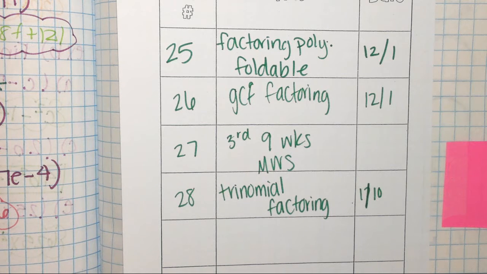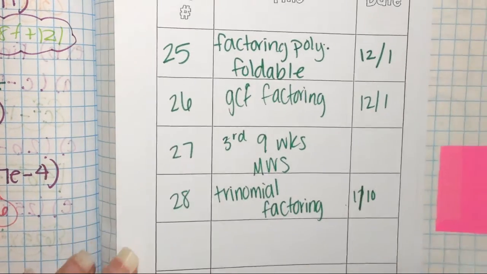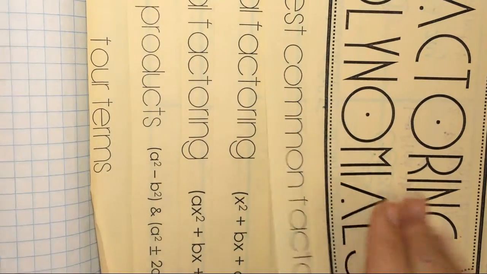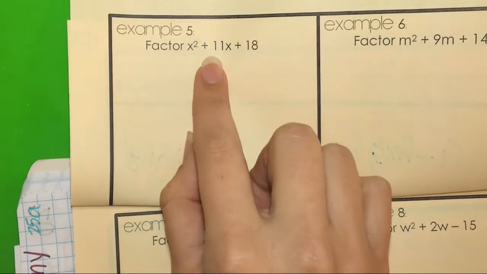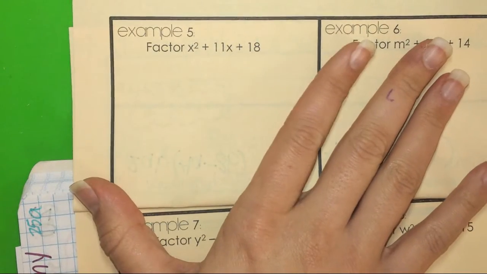So GCF is when they have something in common, be it a letter or a number, and you factor that out or you divide that out. Trinomial factoring is what we're going to learn how to do when you don't have one of those. And it is going to look like these problems right here.